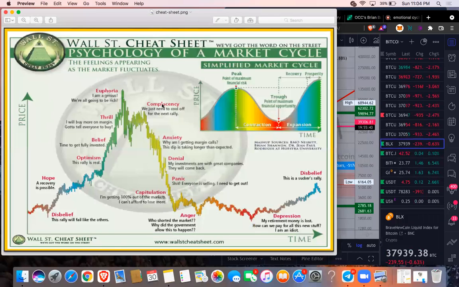Realistically, what you should be saying is, I need to start pulling profit. When people are saying, I'm a genius, we're all getting rich, that's when you have to say, I definitely need to start pulling profit. When people start saying, I'm going to buy more on margin, got to tell everyone to buy. If someone comes up to you and says, buy Bitcoin, and never told you that before, you need to be saying, oh crap, I guess we're getting close to the top.